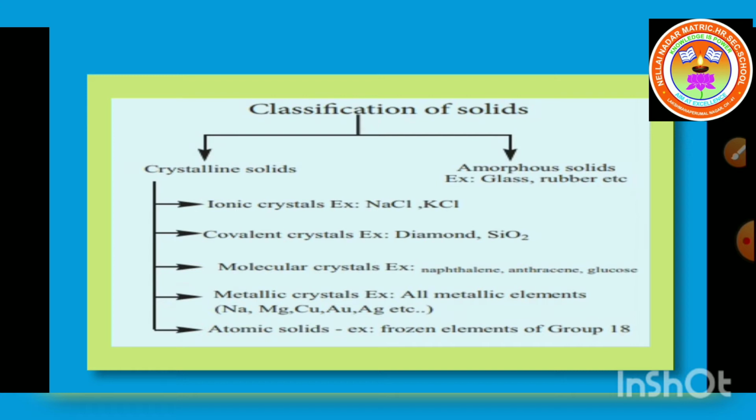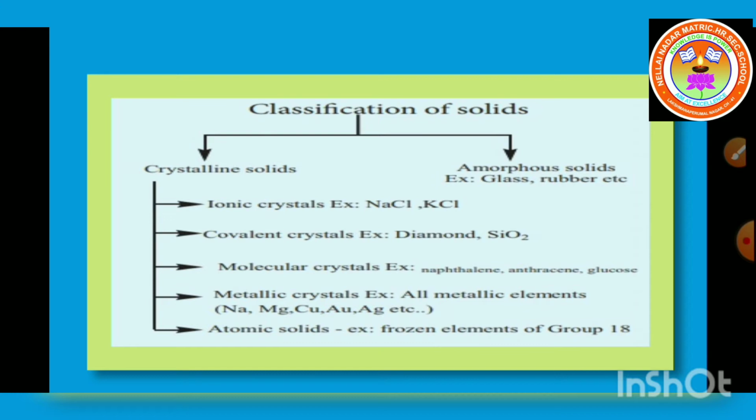One is ionic crystal. The best examples of ionic crystals are NaCl or KCl, isn't it? The second one is covalent crystal. Examples are diamond and SiO2. The third one is molecular crystals. Examples are naphthalene, anthracene and glucose.